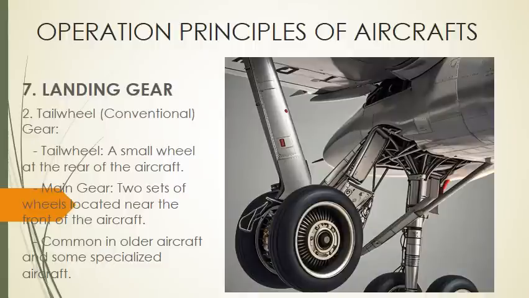For the tail wheel landing gear, the conventional landing gear, there's a small wheel at the rear of the aircraft. That's the tail wheel, and then the main gear, two sets of wheels located near the front of the aircraft. It's common in old aircraft and some specialized aircraft. There are two wheels in front and one wheel at the back. That is our configuration for the tail wheel. It's not common these days again. It's only in older aircraft that you can find such a configuration.